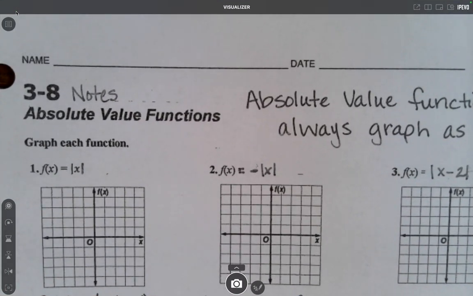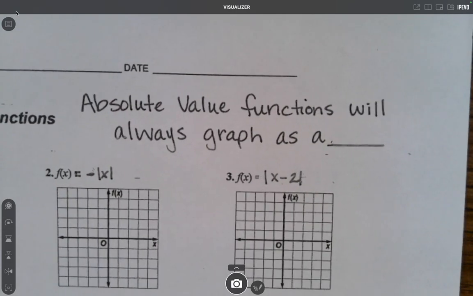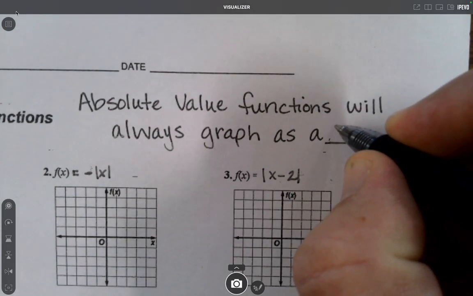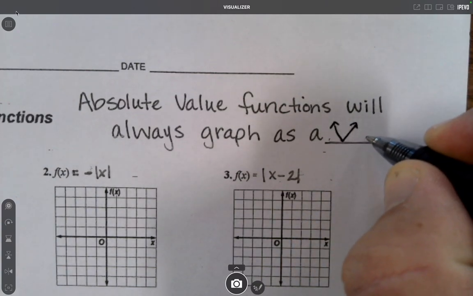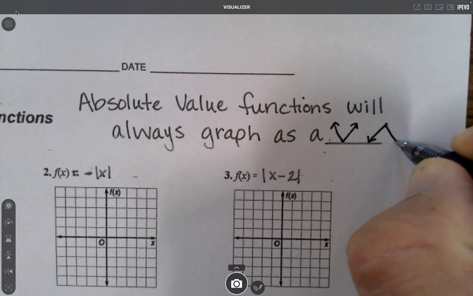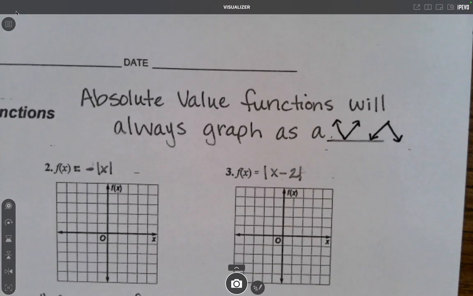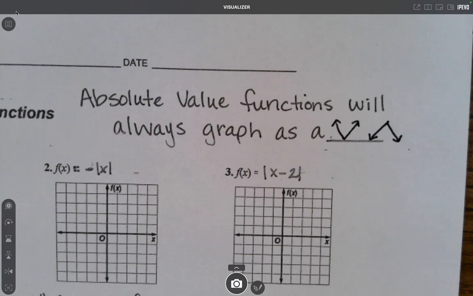Today we'll talk about absolute value functions. So they look different. We've been doing a lot with linear equations, but this is what absolute value functions will always look like. They'll either look like a V or an upside down V. But the main goal of today's lesson is actually to help you start seeing how adding, subtracting, and changing a sign will actually affect how a graph looks.